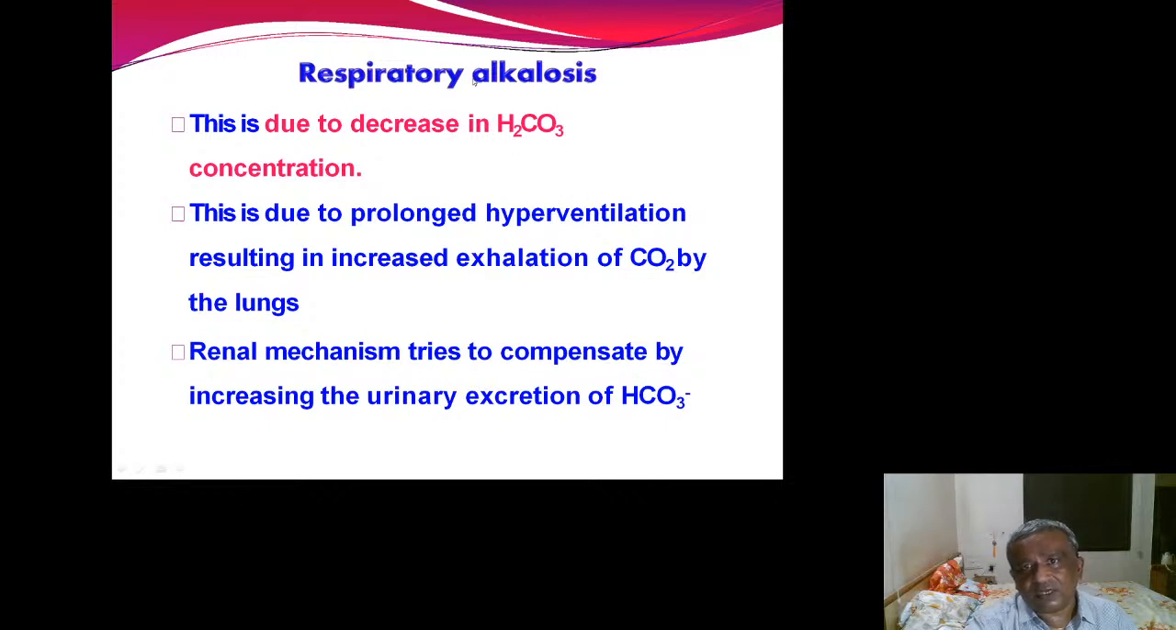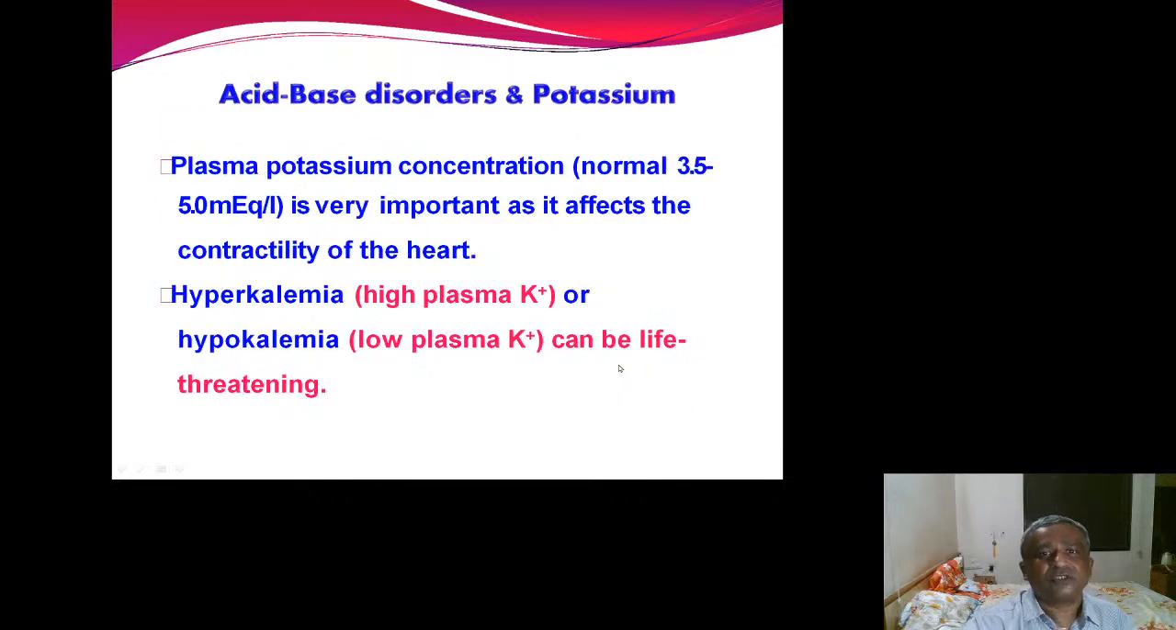Remember one thing, whenever there is a respiratory alkalosis, there is reduction in the ionized calcium. Though the serum calcium level is normal, the ionized calcium will fall, and therefore there are all the chances that a patient with hyperventilation can present to you with tetany, carpopedal spasm. The renal mechanism tries to compensate by increasing the urinary excretion of the bicarb. Again, same thing, the hydrogen is retained and bicarb is lost.